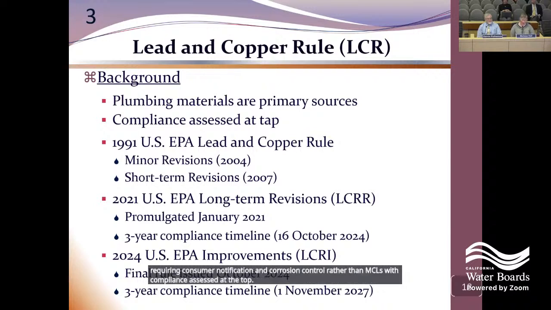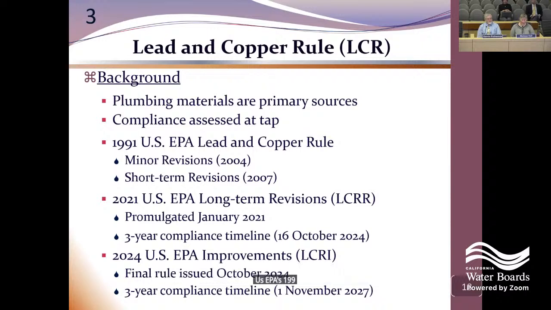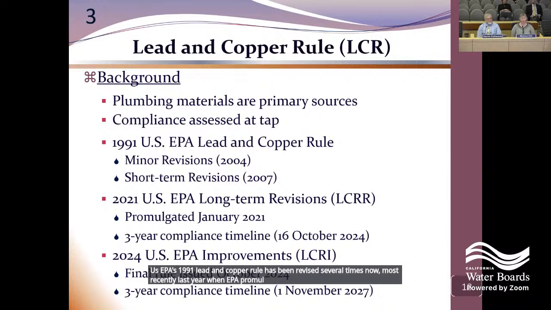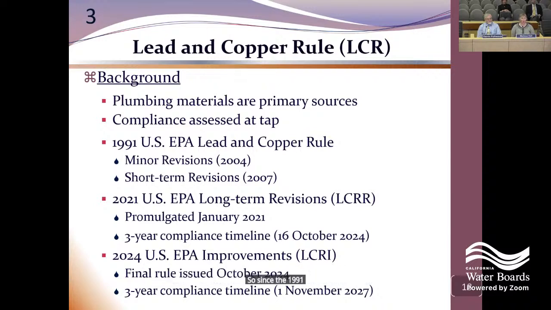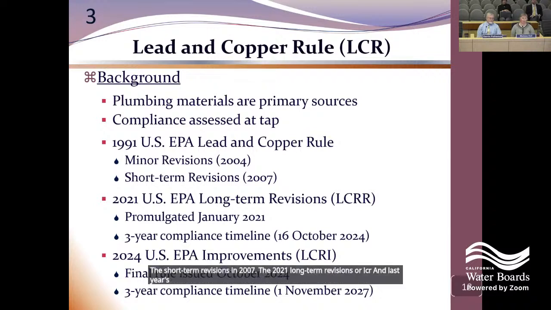US EPA's 1991 lead and copper rule has been revised several times now, most recently last year when EPA promulgated its long-term improvements to the rule. So since the 1991 original lead and copper rule, there have been minor revisions in 2004, the short-term revisions in 2007, the 2021 long-term revisions or LCRR, and last year's improvements to the rule or LCRI, which were issued in October 2024. Next slide, please.